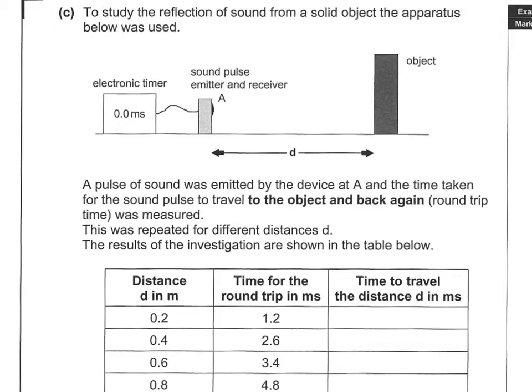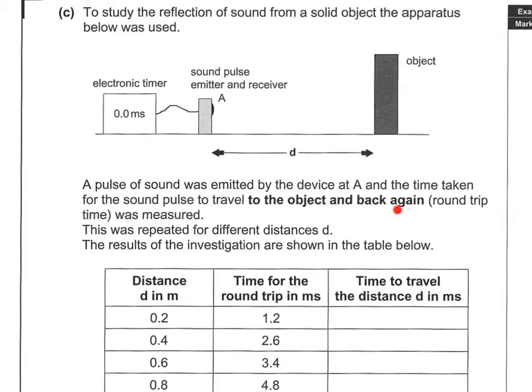To study the reflection of sound from a solid object, the apparatus below was used. So we've got an electronic timer, we've got something to send out a pulse and receive that pulse back, and the emitter and receiver here is a set distance d from the reflecting object. It says a pulse of sound was emitted by device at A, and the time taken for the sound pulse to travel to the object and back.